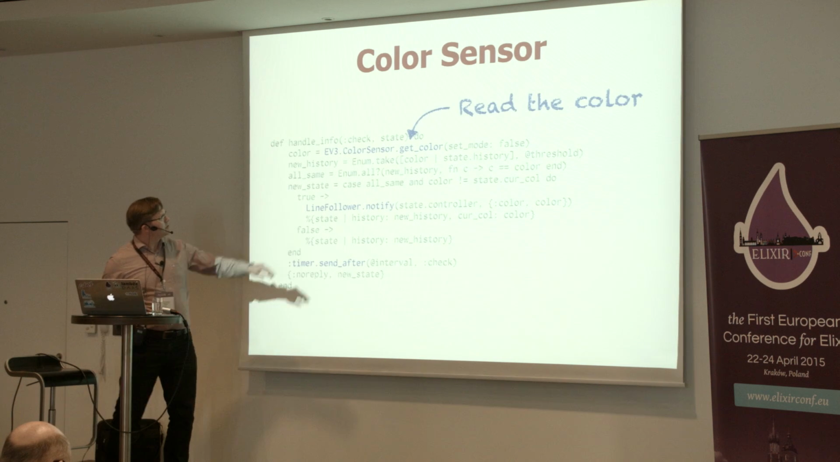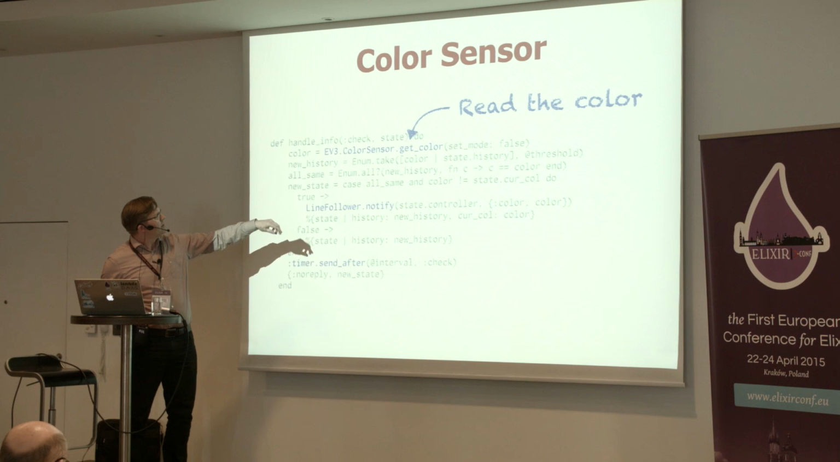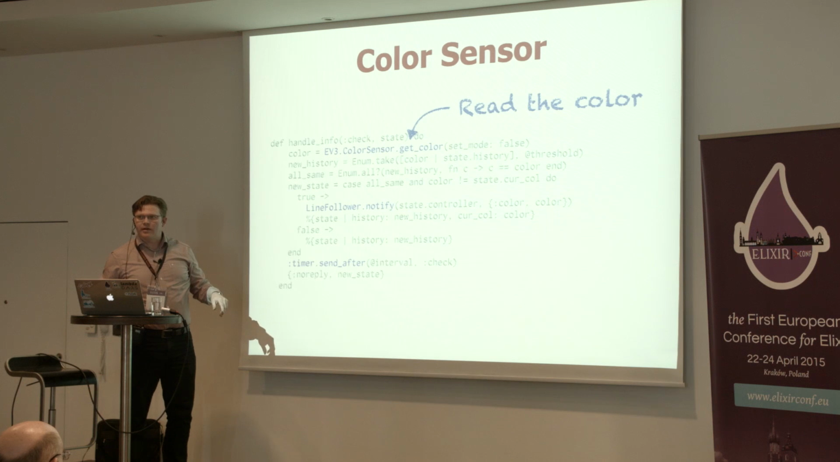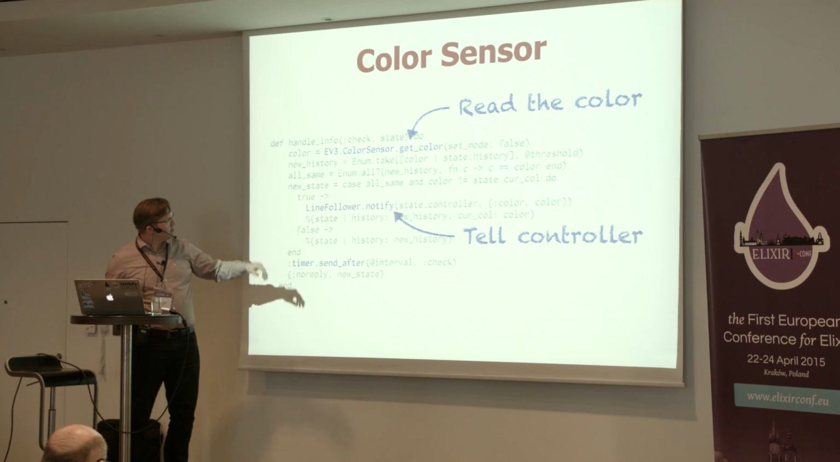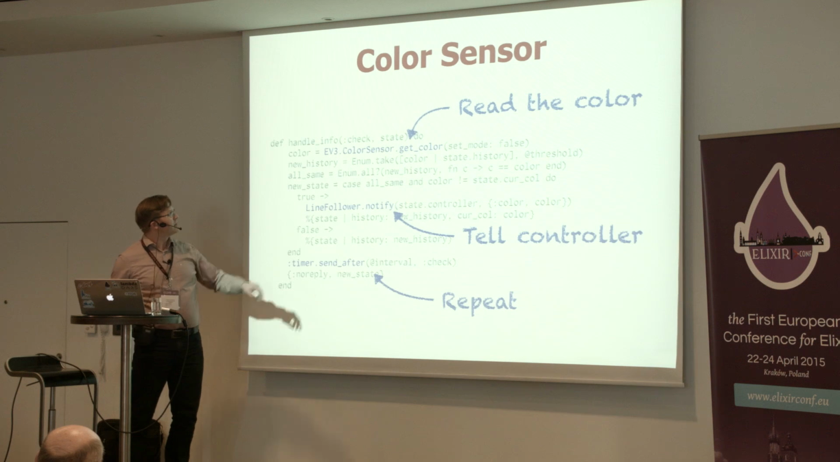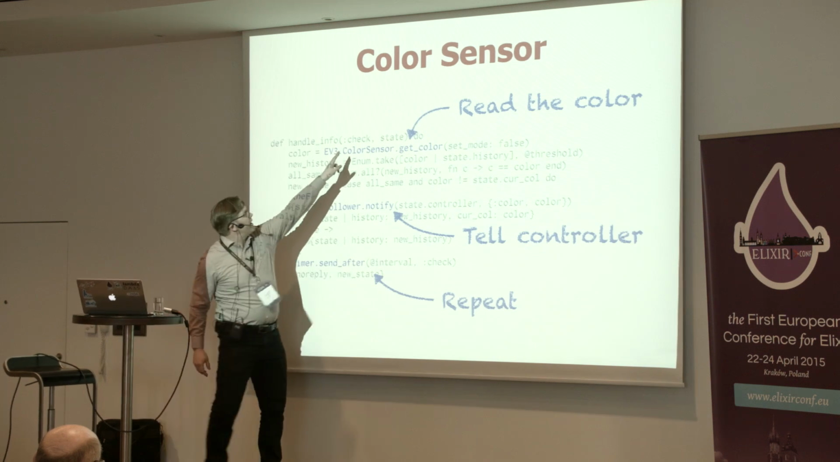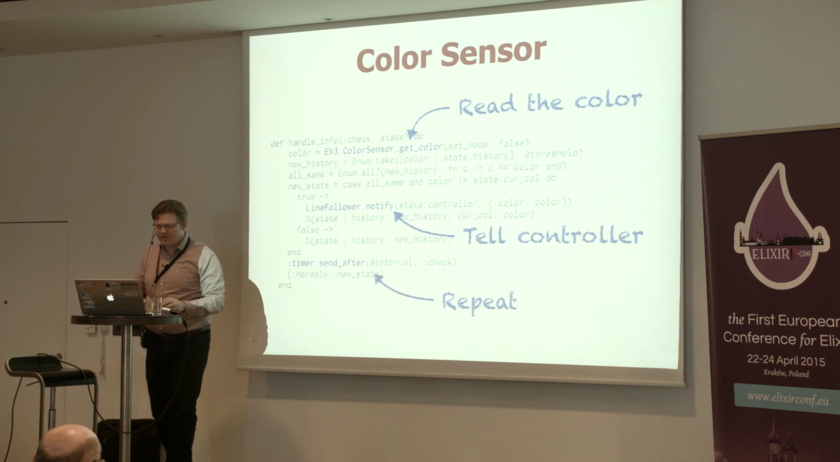So the first thing you do is call down to the raw library, you read the color, and you do some processing to figure out if the value has changed or if it's just a jitter thing. Then you send a message to the controller, and then you repeat by sending yourself a check message, which is the one you're actually reacting to in the first place.